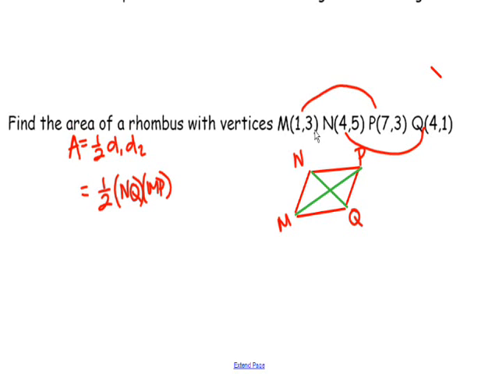Now, fortunately for me, these two have the same Y value, which means that this is a horizontal line. So the distance between these two is simply the distance from 1 to 7, so that distance is 6. That was my MP. And then these two have the same X value, so this is a vertical line. And that means the distance is from 5 to 1, which is 4. So my area of this rhombus is 1/2 of 4 times 6, which is 12 units squared.